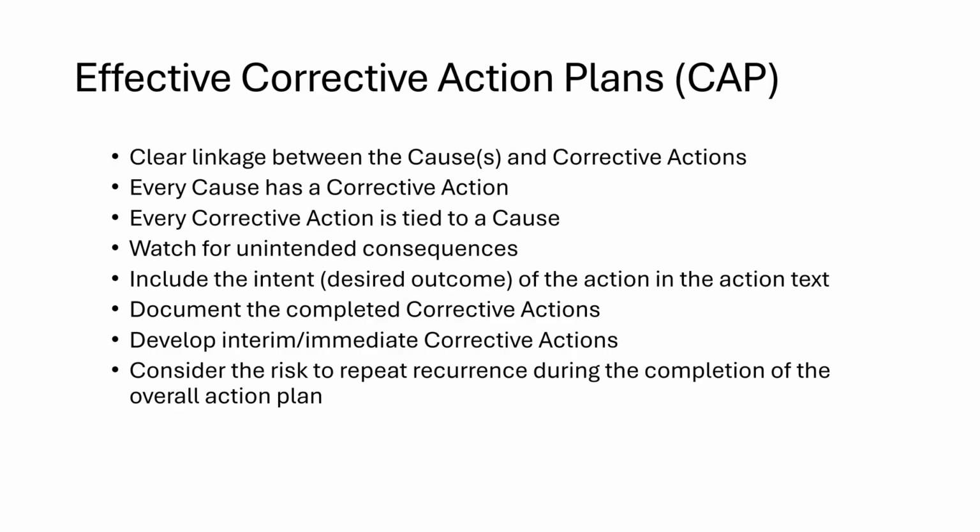You want to watch for unintended consequences, especially as you impact existing processes, right? You may actually solve the problem that the event was related to, and in so doing may introduce an entirely new problem. You want to include the goal of the action within the action's text. This is incredibly important to make sure that that goal is consistently in the mind of everybody who interacts with it. You document completed corrective actions, develop interim or immediate corrective actions, and consider the risk of recurrence during the completion of the overall action plan.